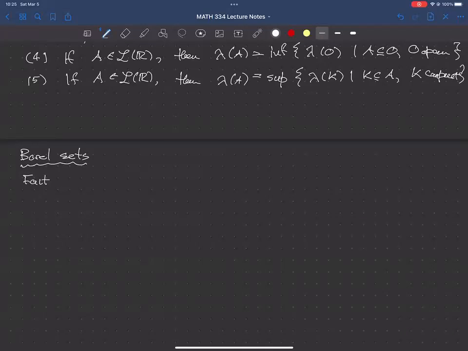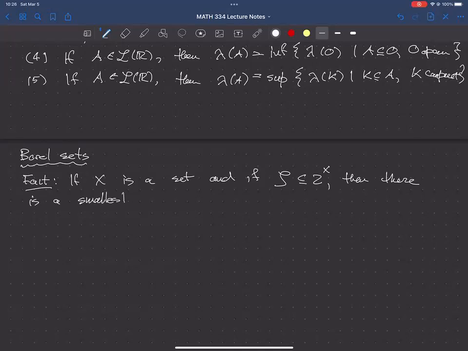Let's start out with a general fact. If X is a set, and if we take some collection of subsets script S contained in the power set of X, so S is some collection of subsets, then there is a smallest sigma algebra, sigma of S, that contains the sets from S.